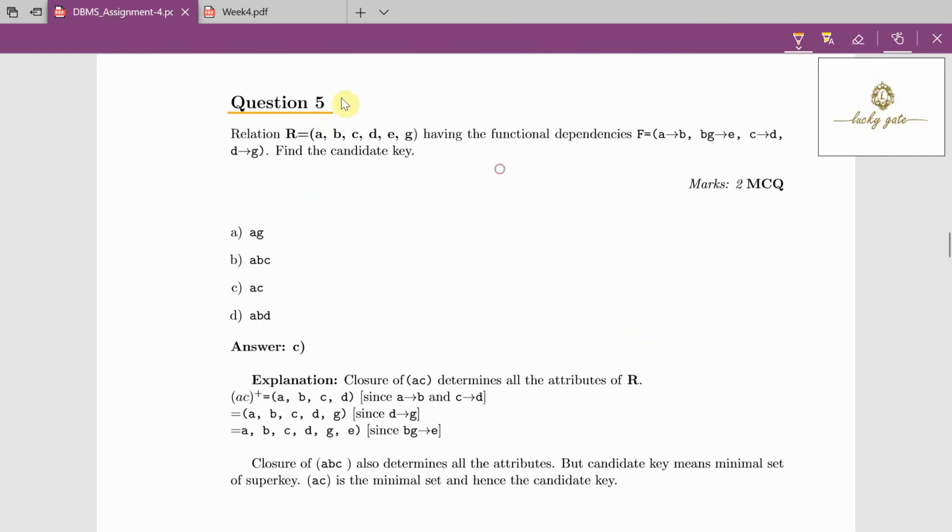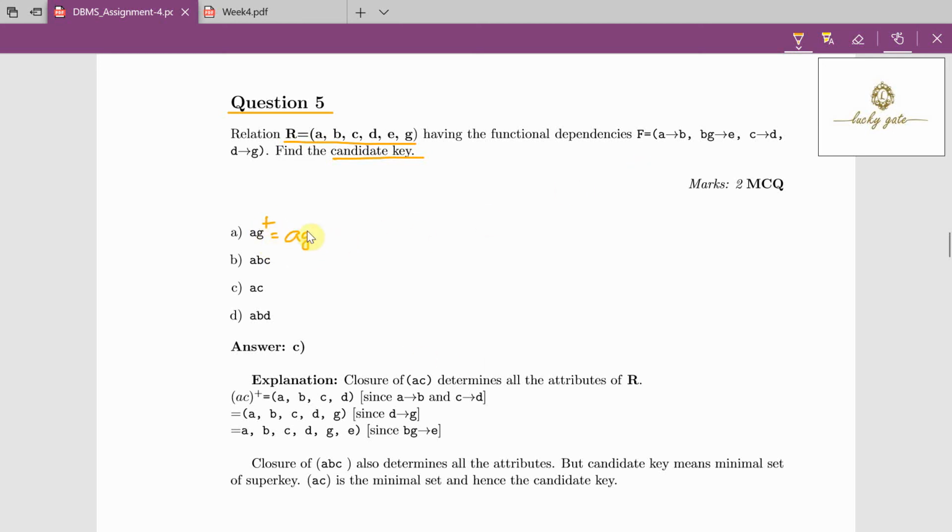Question number 5. Relation R(A, B, C, D, E, G) having the functional dependencies given here. The question is to find the candidate key. When options are given, it is best to find the closure for each option. Now find the closure of AG. What is AG closure? AG.